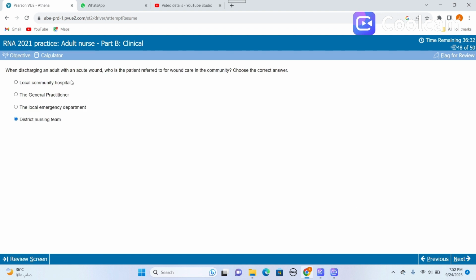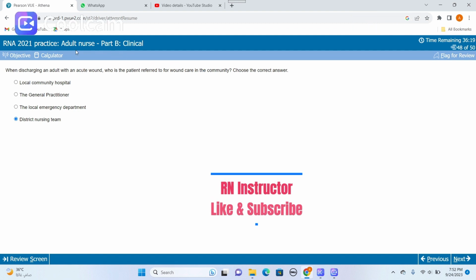Then when discharging an adult with an acute wound, who is the patient referred to for wound care in the community? To whom will we be referring? To the district nursing team, not to the local community hospital or GP or local emergency department. The district nursing team will be reporting.